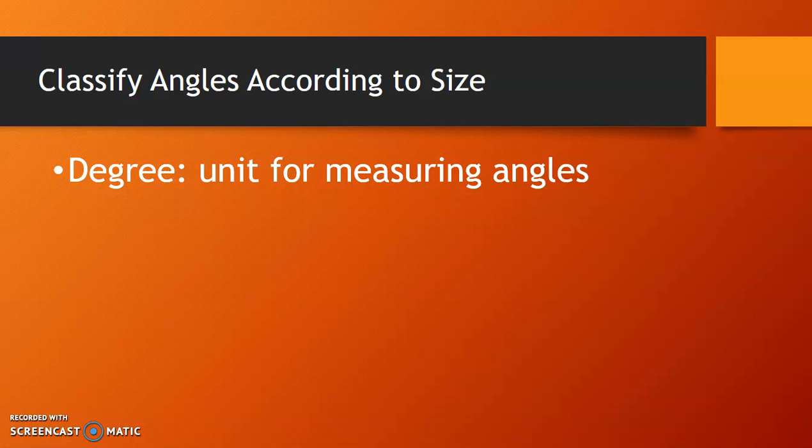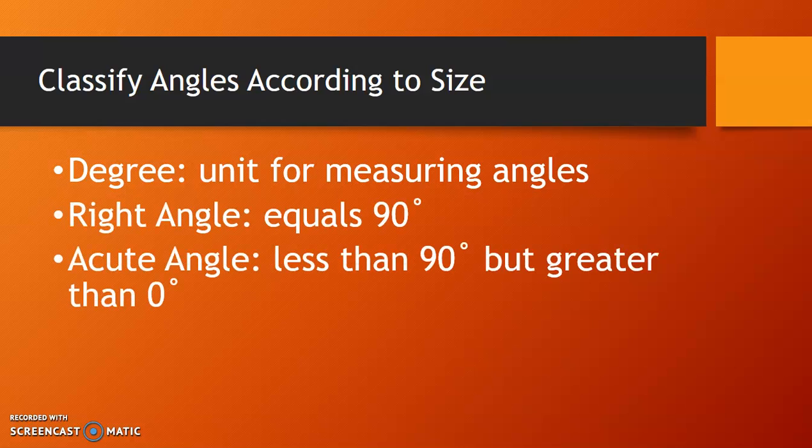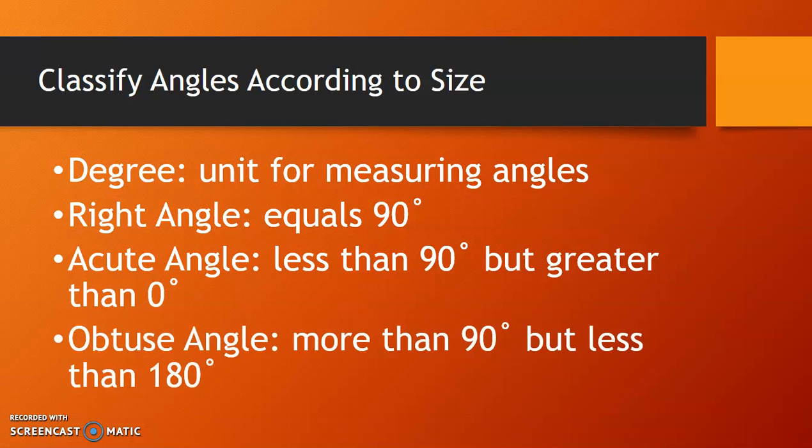In order to classify angles by their size, we use degrees. That's the unit that we use for measuring angles. A right angle is going to equal 90. An acute angle is going to be less than 90 but greater than 0. And an obtuse angle is going to be more than 90 but less than 180.